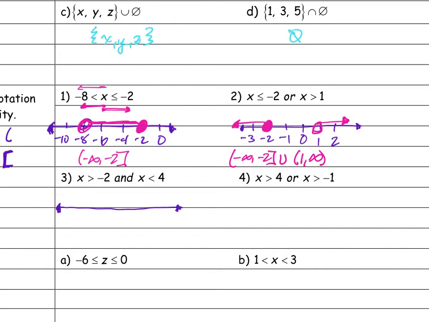So this one, I'm going to go -4, -2, 0, 2, 4, and 6. And I have an open circle at 2 and an open circle at 4. Beautiful. So x is greater than -2 and less than 4. So it's in between here. And my interval notation would be -2 to 4.